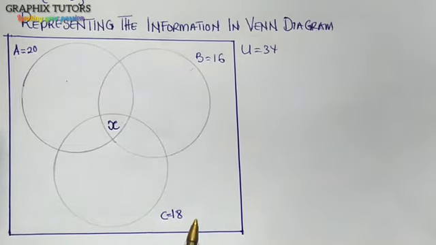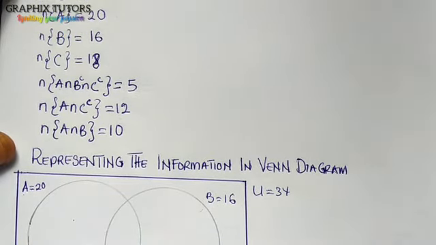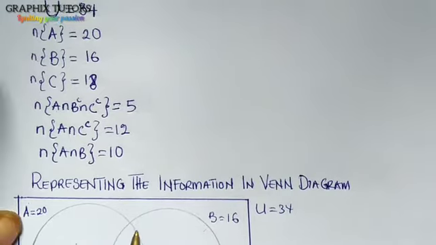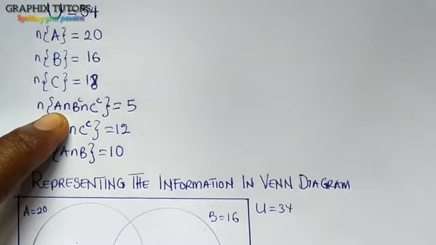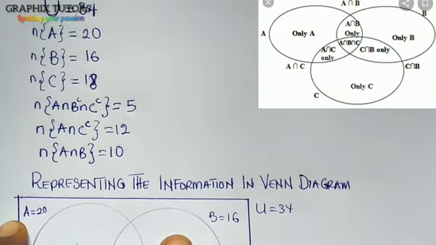Now if you look at what we have here from our parameters that is given, we have the number that did A only. Now if you look at this image I just pasted here, anything at this point here is A only, anything around here is B only, anything around here is C only, right? Anything here is A and B only, anything here is A and C only, anything here is B and C only, right?